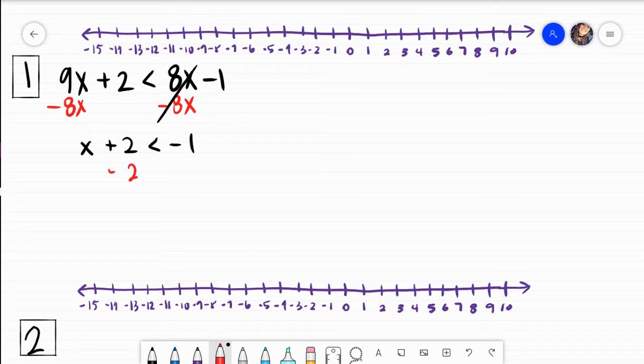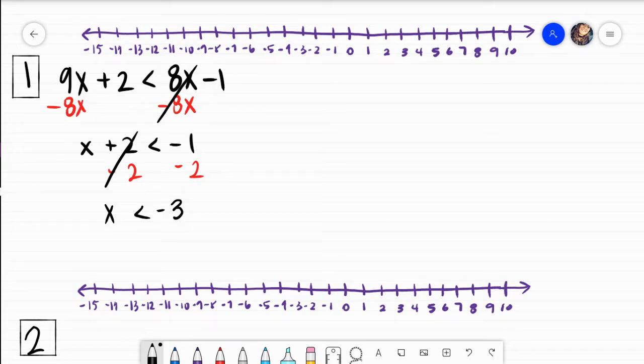Okay, let's move our 2. We would do the opposite, which is a negative 2. I get an x on my left-hand side because those canceled, less than negative 1 minus 2. They're both negative, so since the signs are the same, you add them together and keep their sign. What I end up getting is that x is less than negative 3.